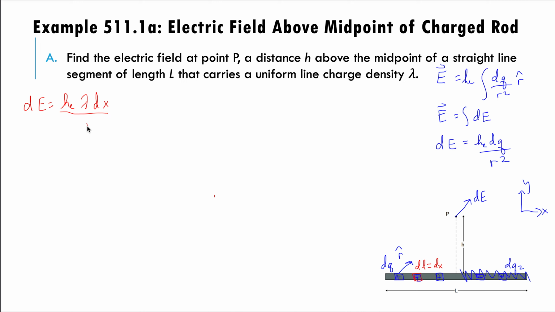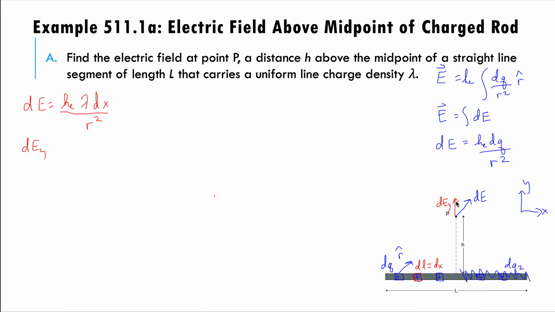This is going to be over r squared. So now the next thing is we said that we're only going to look at the y components, because all of the x components are going to cancel out. So let's go ahead and write an expression for the y component.